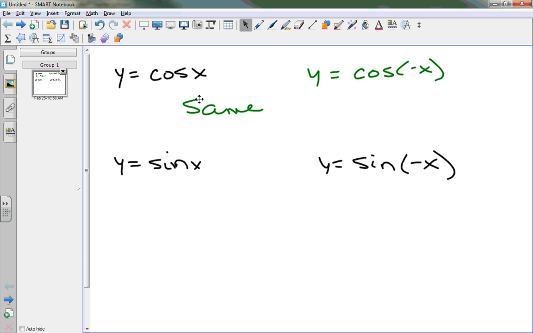Meaning, if you look at your quadrants, for my sine values to be the same, I have to fold that over the y-axis for them to be the same. Okay? But by definition, an odd function is symmetrical about the origin. Meaning you fold it over the x and then you fold it over the y. Okay? Well, let's look at these on the graphing calculator.